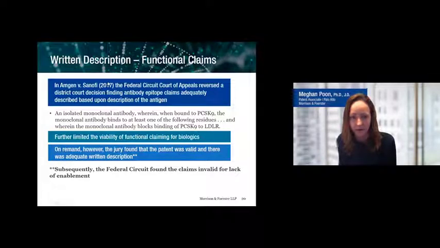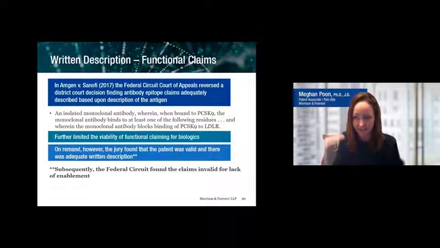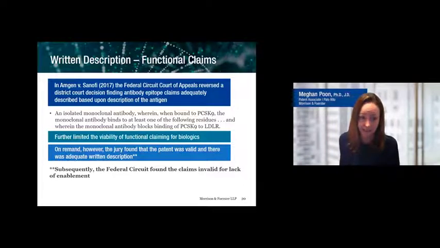So there have been a whole host of recent case law decisions in this realm that have sort of raised the bar on functional claims. And I talked about this when the question about epitope claiming came up. So Amgen v. Sanofi in 2017, the federal circuit reversed a district court case finding an antibody epitope claim adequately described based upon description of the antibody. And I won't read this claim to you, but essentially it's just an epitope claim.